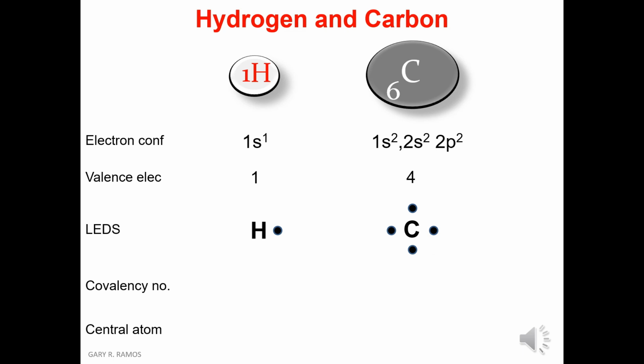For the Lewis structure of hydrogen, we're going to add one dot beside the chemical symbol H. For the Lewis structure of carbon, we're going to add 4 dots around the chemical symbol of C. The covalency number of hydrogen is 1 since there is one single electron in the Lewis structure of hydrogen, and the covalency number of carbon is 4 since there are 4 single valence electrons in the Lewis structure of carbon. Since carbon has the highest number of covalency, the carbon will become the central atom.